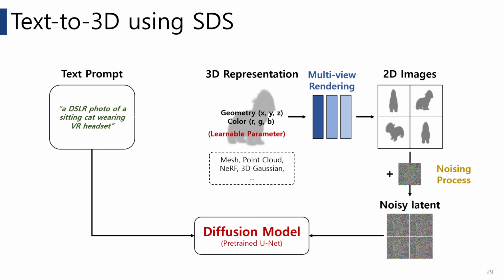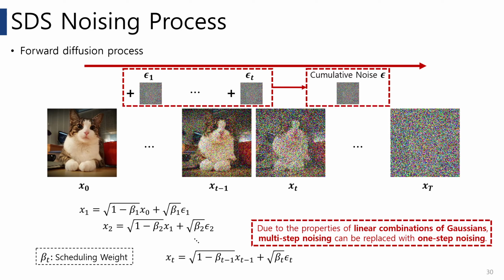The pre-trained diffusion model takes a noisy latent and a text prompt as inputs, so noise needs to be added to a 2D image to create a noisy latent before feeding it into the diffusion model. In other words, the image rendered from the 3D representation goes through a noising process first. The noising process in SDS is different from the forward process that gradually adds noise to an image over time steps. Due to the properties of linear combination of Gaussians, multi-step noising can be replaced with one-step noising.